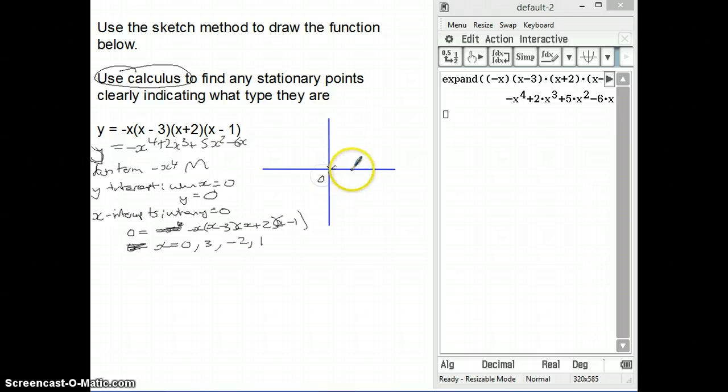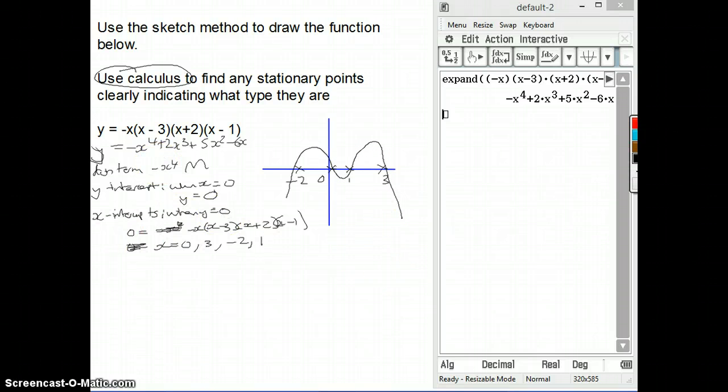So it goes through there, there, and negative 2 as well. And we know the basic shape, so it's going to go up and down and up and down like that. There we go. Now we've got to use calculus to find the stationary points.